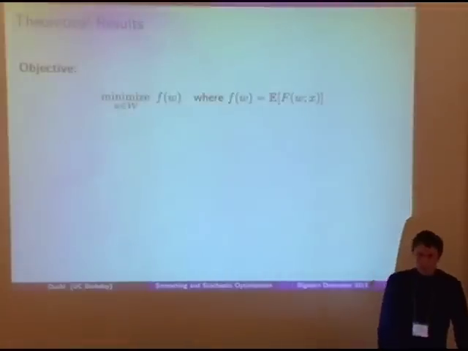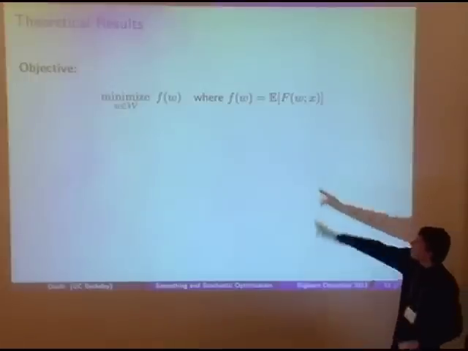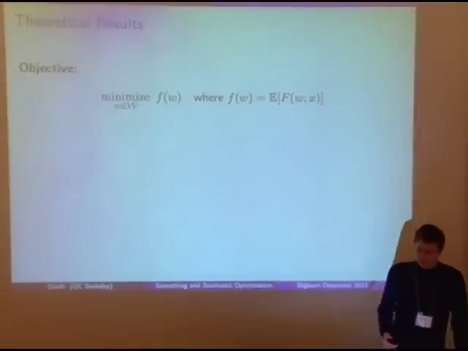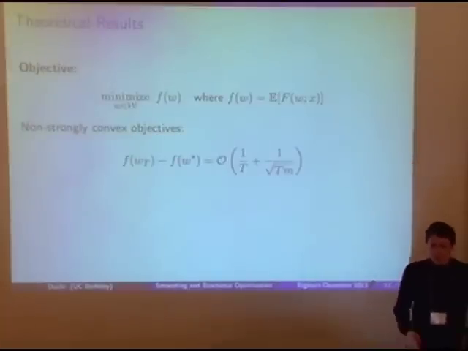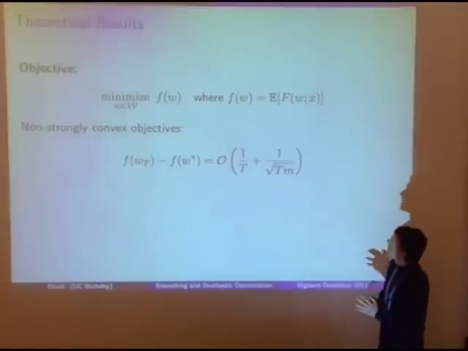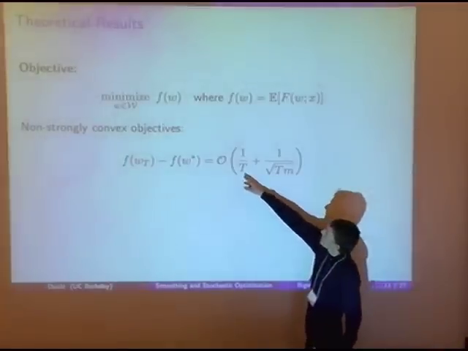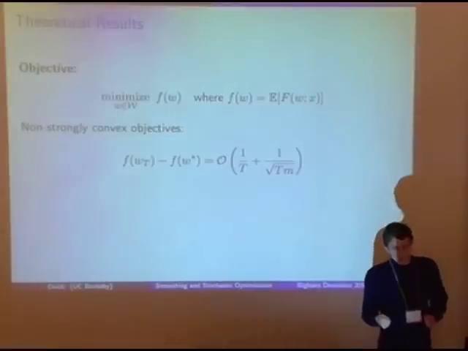So the nice thing is that we have actually pretty strong, well, reasonably strong theoretical results for this. So again, this is our objective. We want to minimize this expected function. In the non-strongly convex case, where you just have, say, an L1 regression problem with no regularization or things like that, our convergence rate is 1 on t plus 1 on square root tm, where m is the number of gradient samples we get.